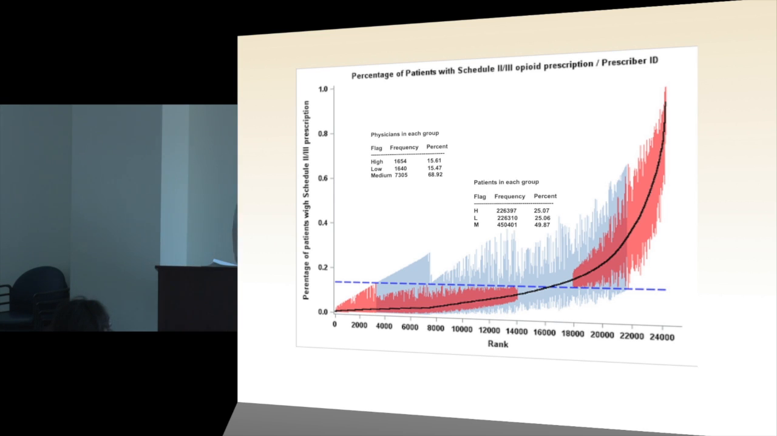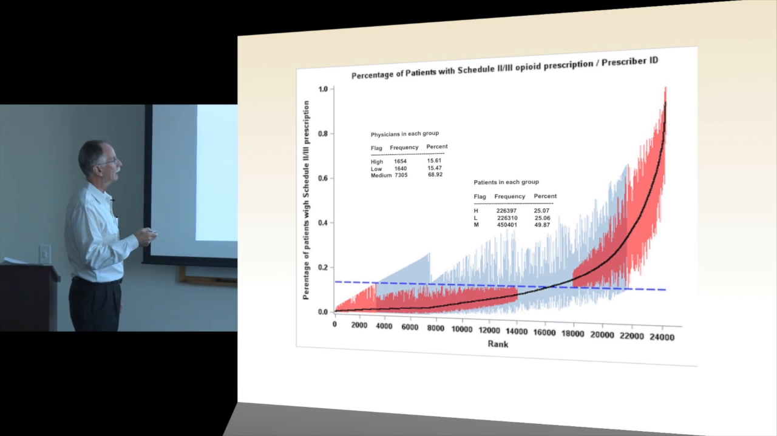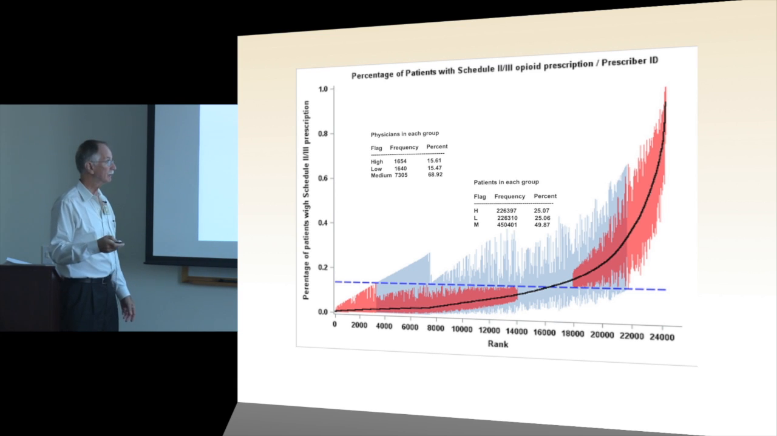This just shows that 15% are significantly higher, 15% are significantly lower in PCPs. The 15% that are significantly higher are responsible for 25% of the scripts.